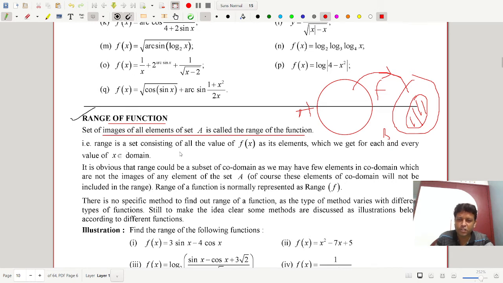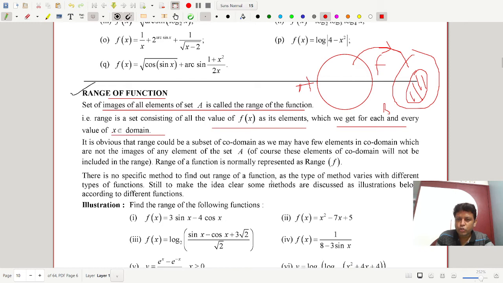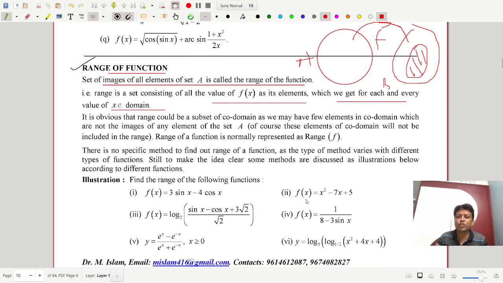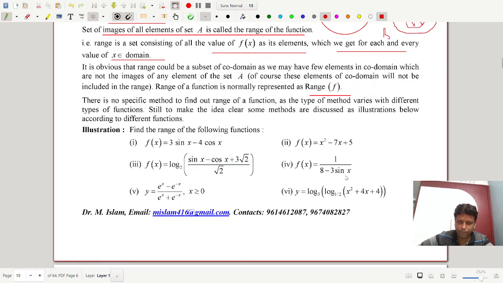So range is a set consisting of all the values of f(x) as its elements, which we get for each and every value of x belonging to the domain. So it is obvious that the range could be a subset of the codomain, as we may have a few elements in the codomain which are not in the images. Range of a function is normally represented as range of f. So let's find out the range.